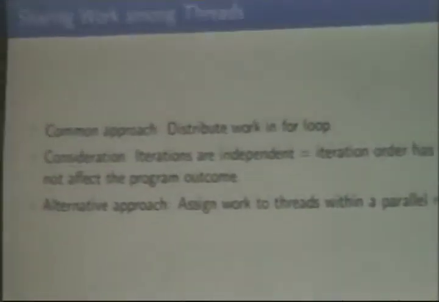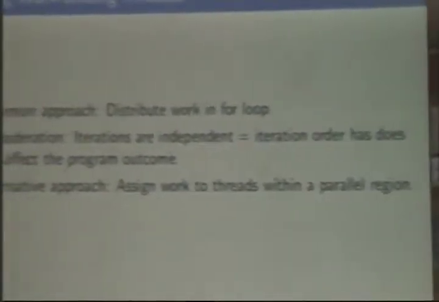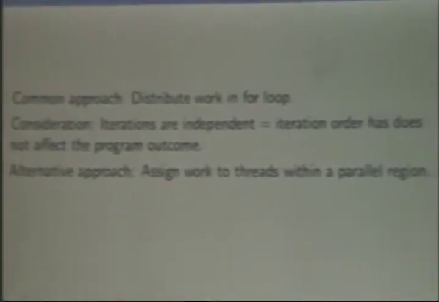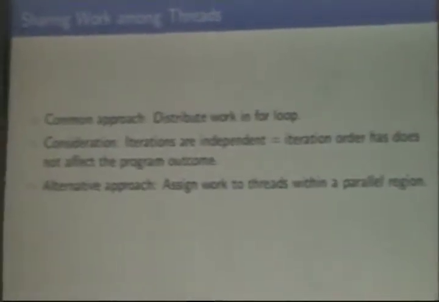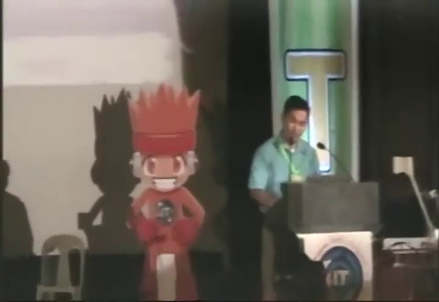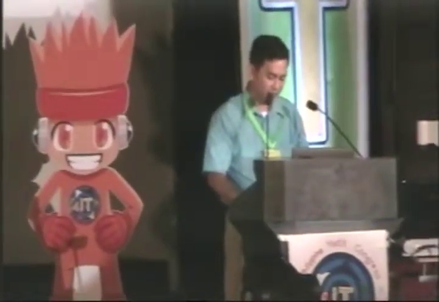The common approach is to distribute work in a for loop. Okay, that's a for loop. Considerations: iterations need to be independent. We can say the iteration order does not affect the program outcome. And then an alternative approach is to assign work to threads within a parallel region. We'll have an example of this later.